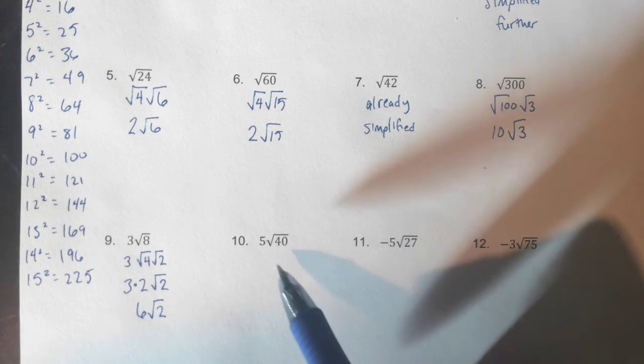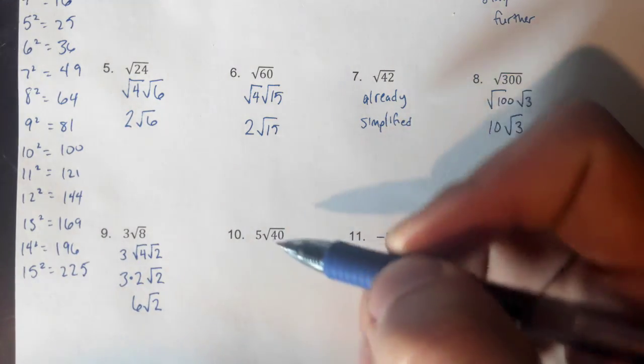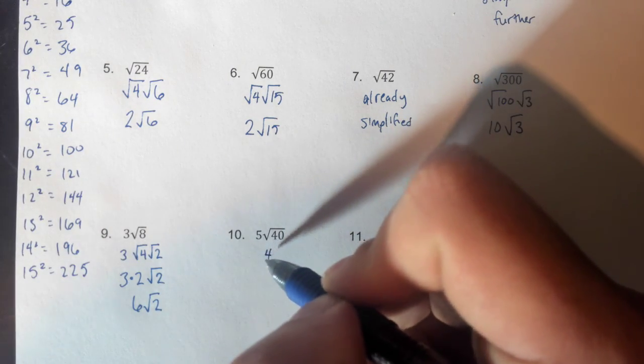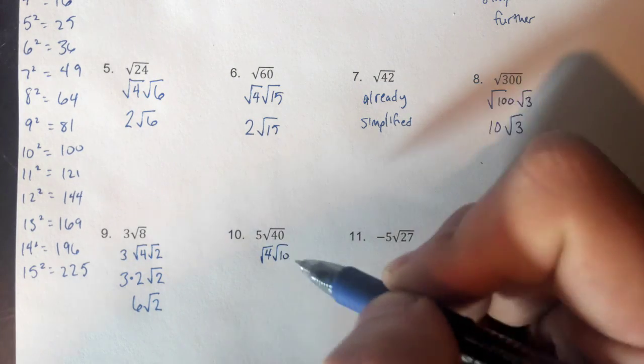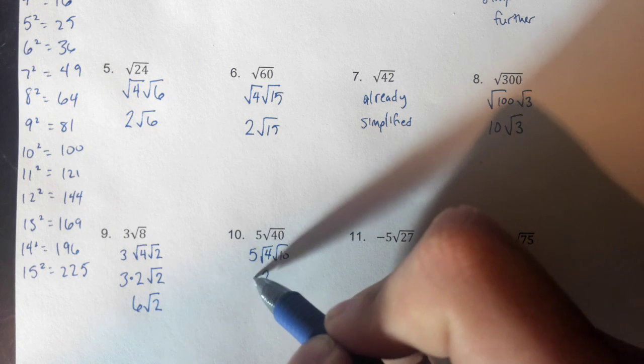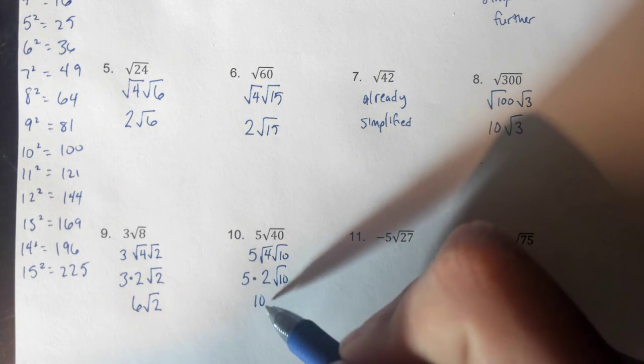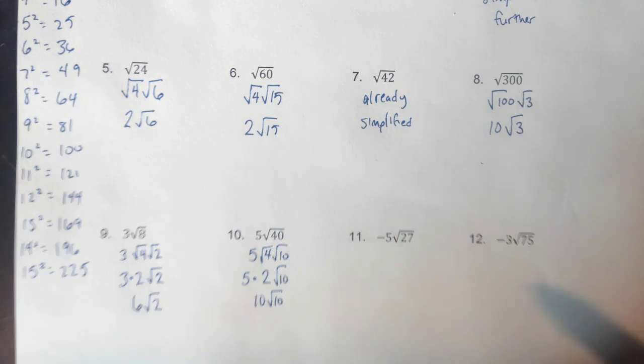Let's try that one on 10 again. So what divides 40? 4. 4 times 10. Bring that 5 down. Square root of 4 is 2. So we've got times 5. 5 times 2, 10. Square root of 10.